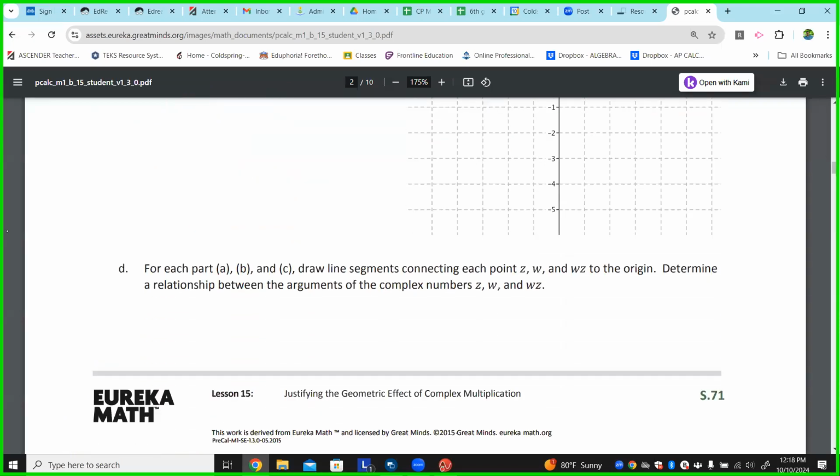So for part D there, what we just learned is that the argument of Z plus the argument of W will just equal the argument of WZ. Questions? So we got to visually look at it. We thought about it. It looked right. We just algebraically did it, and it all worked out in our favor.